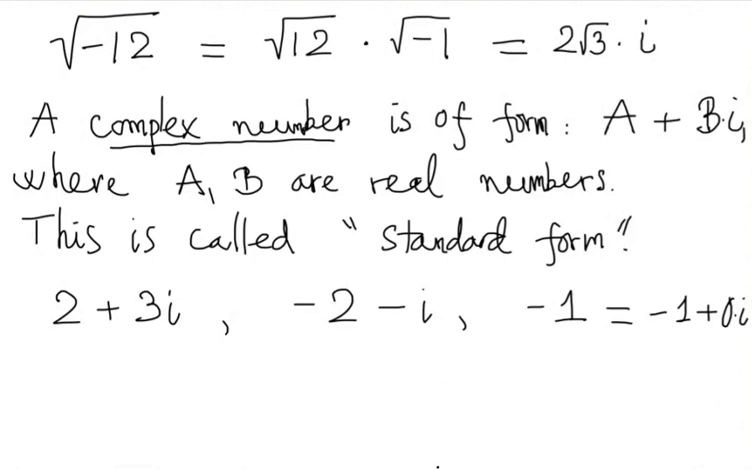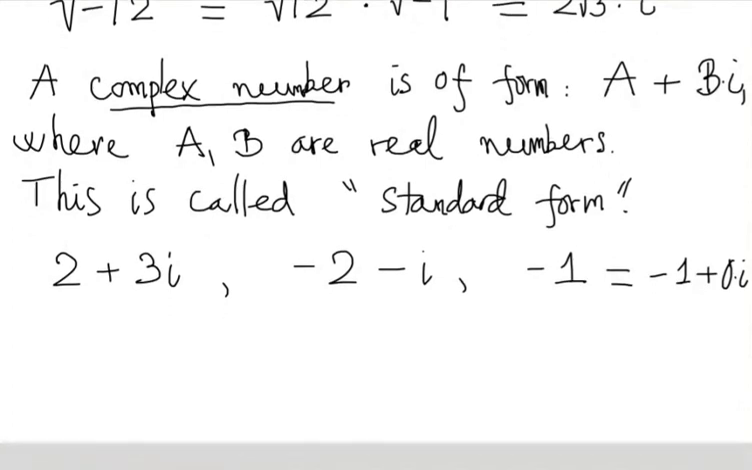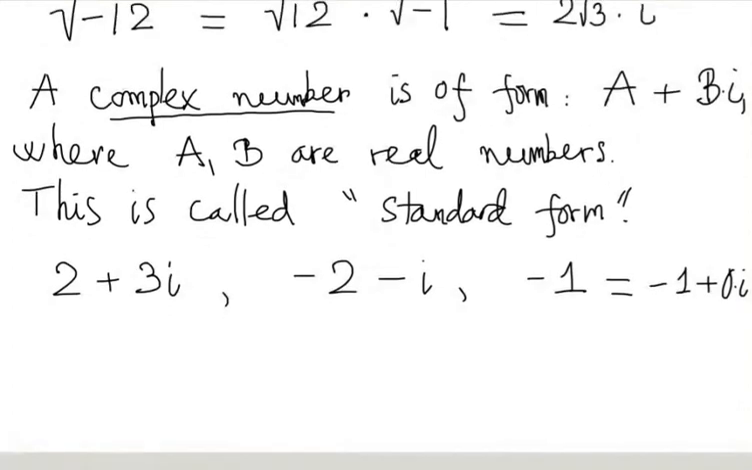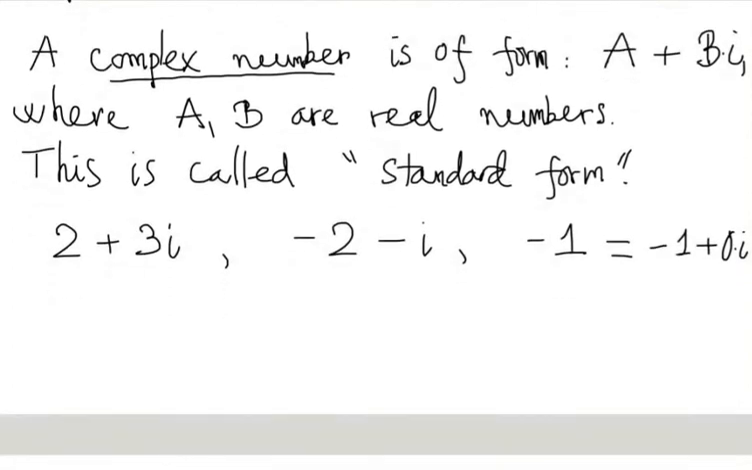Now many properties of real numbers like associative, commutative, distributive properties hold for complex numbers as well. So we could add, subtract, multiply, or divide complex numbers. But I will not focus on those over here.